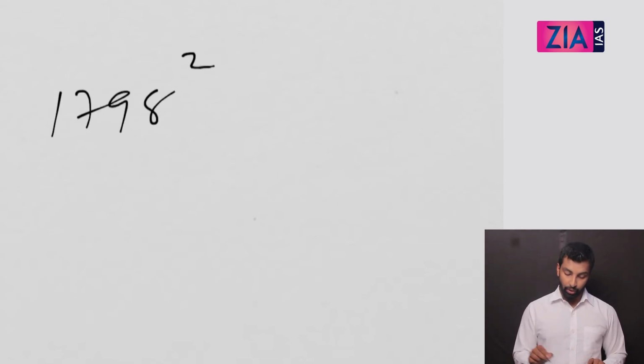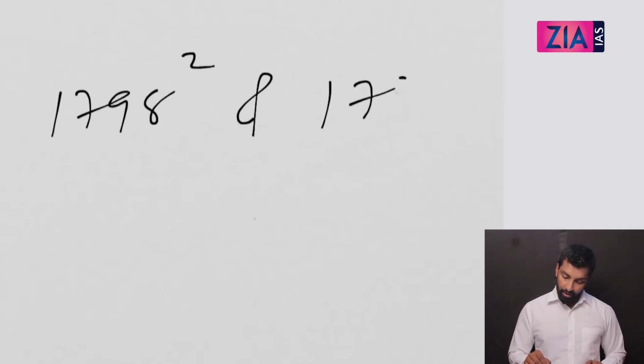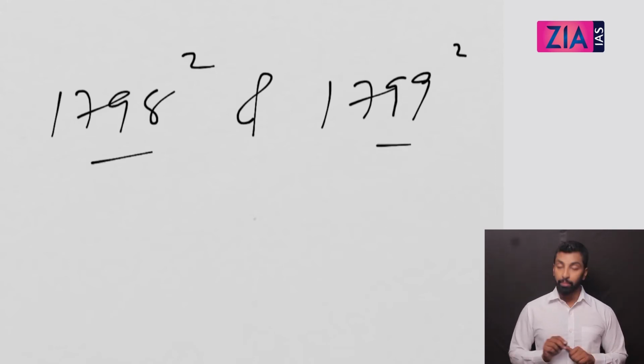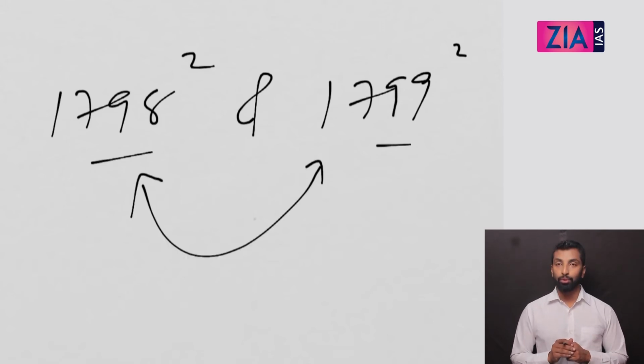Now, the next interesting pattern which I have seen is a question that looks very difficult. Let me give you a question: 1798 square and 1799 square. I have given you these two numbers, and I'll ask you: how many natural numbers are there between them? If I ask you between 1798 and 1799, there is no natural number, right? What I'm asking is, between 1798 square and 1799 square, how many natural numbers are there?